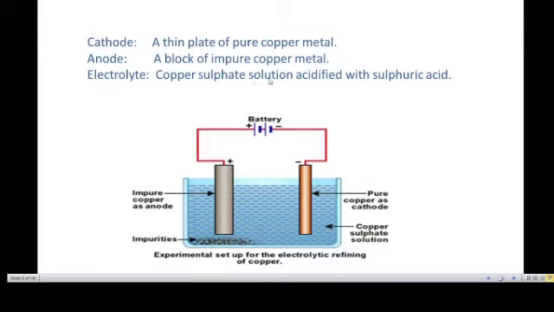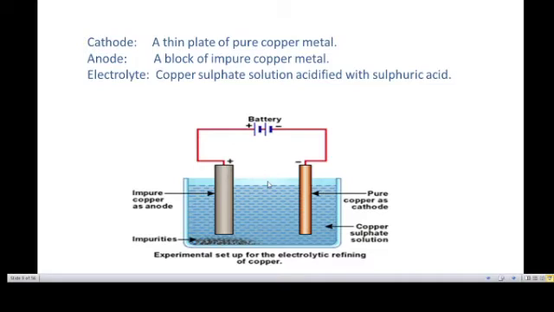Electrolyte: copper sulfate solution acidified with sulfuric acid. This is the cathode, pure copper as cathode. This is the copper sulfate solution. Impure copper acts as the anode. This is connected with the battery.